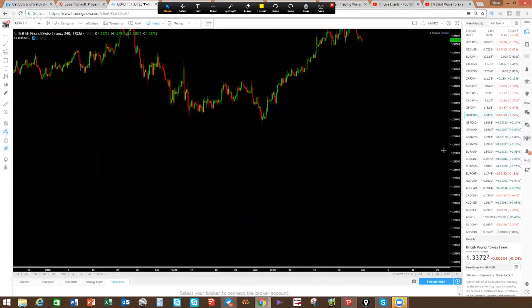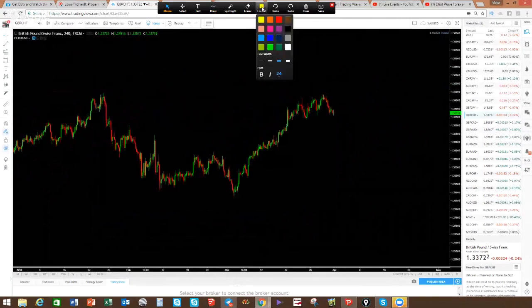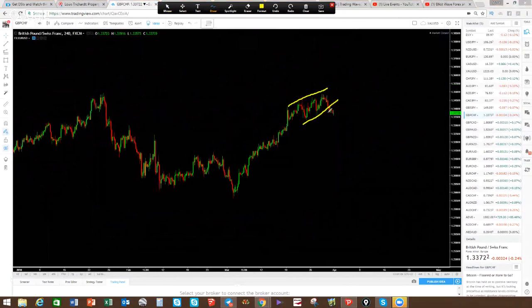So now you see it's making the similar structure in the lower degree. So we've already broken here. We need to see if we're going to get a clear corrective structure. We're already short from here. So we're going to wait to see if we're going to get this downside. Either way, we're not worried because we're in the trade.